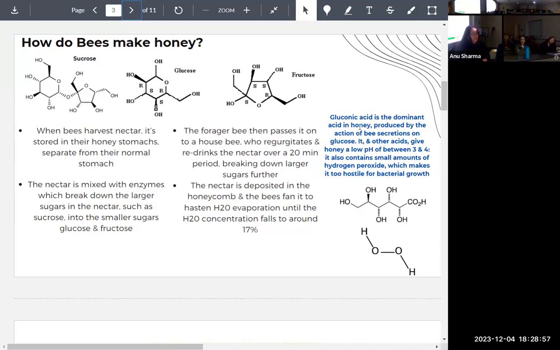Gluconic acid is the dominant acid in honey, produced by the action of bee secretions on glucose. It and other acids give honey a low pH of between 3 and 4, so it is pretty acidic. It also contains small amounts of hydrogen peroxide, which makes it too hostile for bacterial growth.